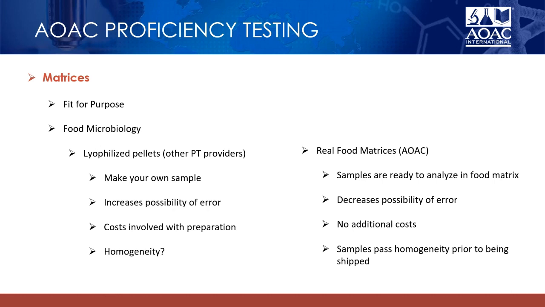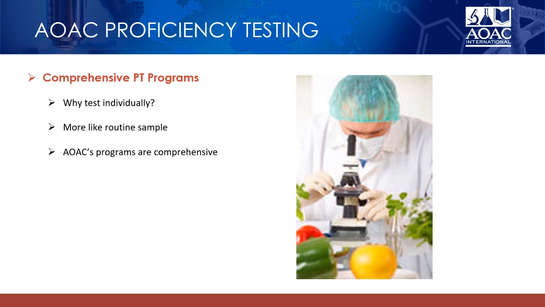Now, on the other hand, you have programs such as AOAC that provide real food matrices. The samples arrive ready to analyze at the laboratory in an actual food matrix. This decreases the possibility of error. There's no additional cost because the samples, again, arrive as a food product with homogeneity already being completed prior to the samples even being shipped. So there's no worries by the laboratory that's about to complete the analysis.